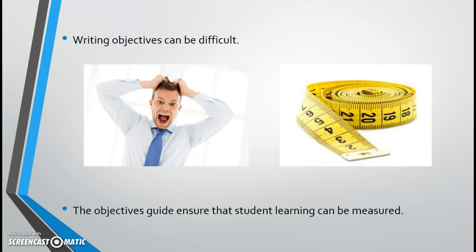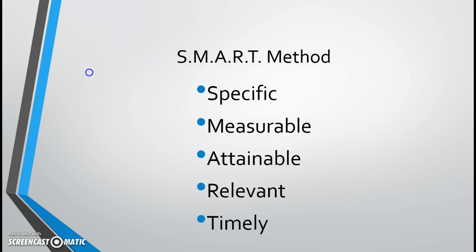There is a strategy for creating learning objectives, and that strategy is called the SMART method. Making sure that your learning objectives are specific, measurable, attainable, relevant, and timely. By specific, we mean that each objective has a single key result. By measurable, we mean that each objective relates to behavior that can be measured, and we'll talk a little bit more about that in the next couple slides.